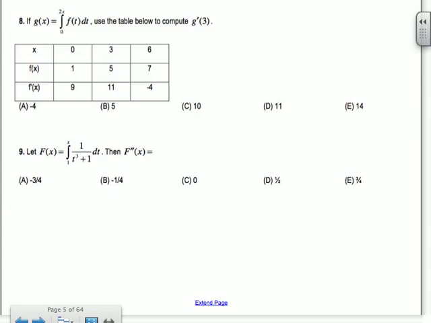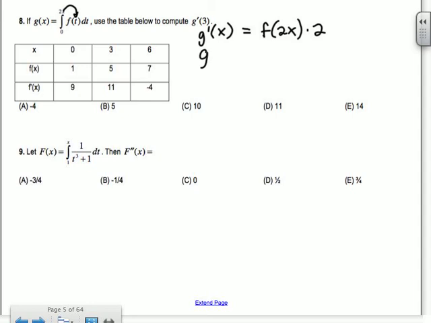Okay, the next one. So it says g of x equals the integral from 0 to 2x of f of t dt. Use the table to compute g prime of 3. So again, this is using that fundamental theorem of calculus. If I was finding g prime of x, I'm taking the derivative of both sides. So that means I'm going to have just plugging in the 2x for the t, so f of 2x, but then what do I need to multiply by? 2, right? The derivative of 2x.